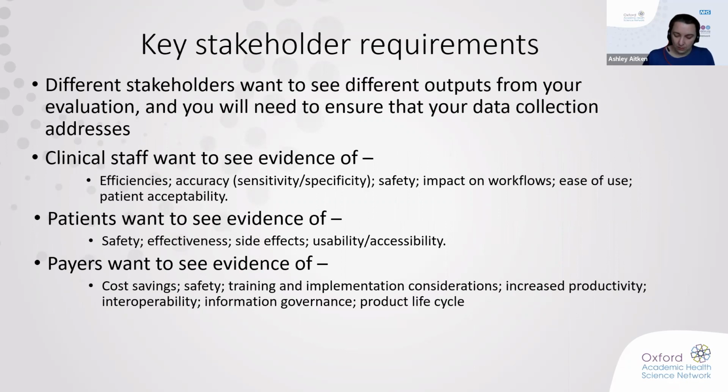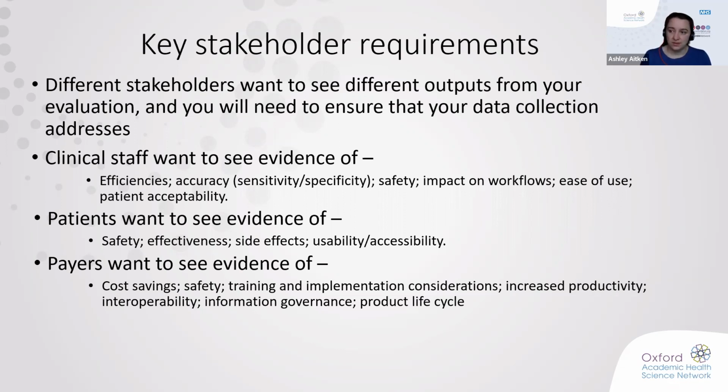Another thing to think about going forward is your key stakeholder requirements. So what sort of narrative do you need to be providing to your key stakeholders for this to be adopted, for your innovation to be adopted? And different stakeholders obviously want to see different outputs from your evaluation, and you need to really try and tick off as many of them as you possibly can.